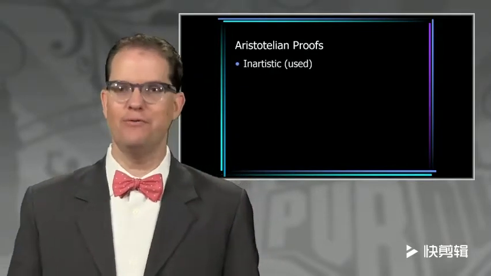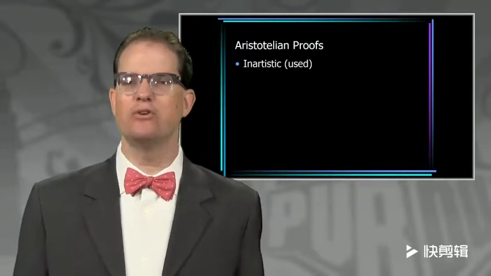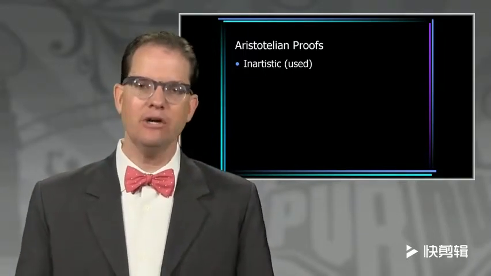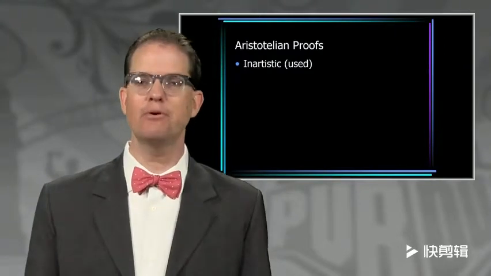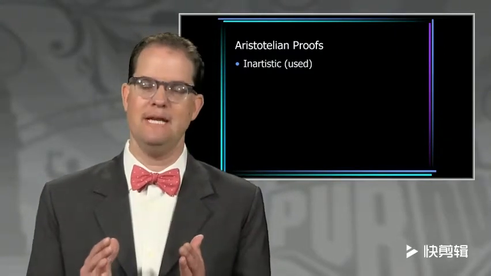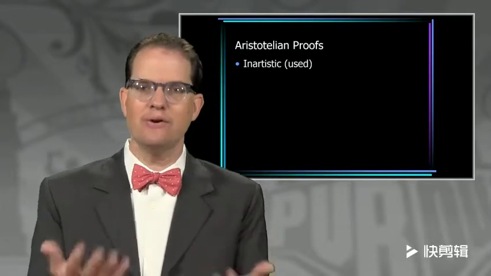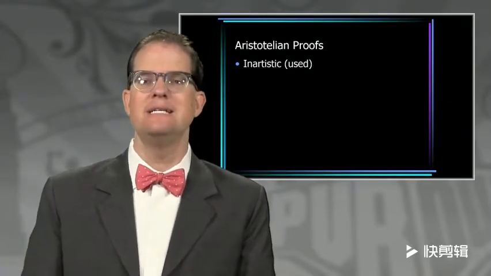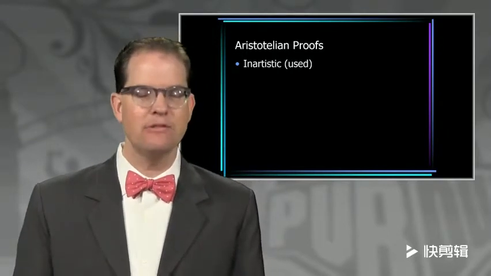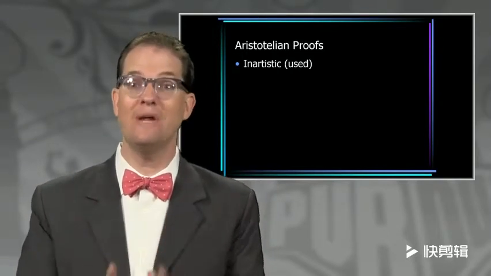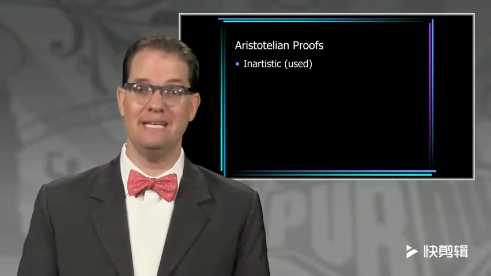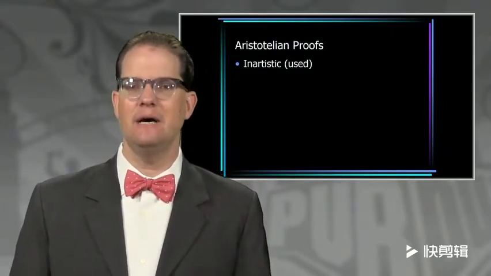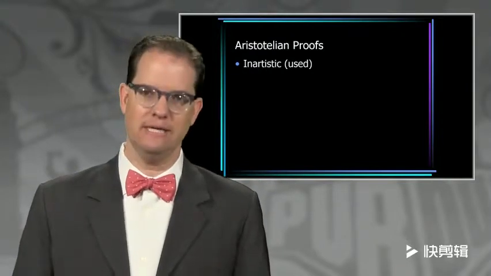The first kind of proof he calls inartistic or non-artistic proof, depending on your translation. And inartistic, non-artistic proofs are proofs that are used. In other words, the creator of the writing, speaking, whatever it is, doesn't make these up. The creator uses what's already present, already in existence. So this is probably easiest to see in rhetoric that comes in the legal environment.